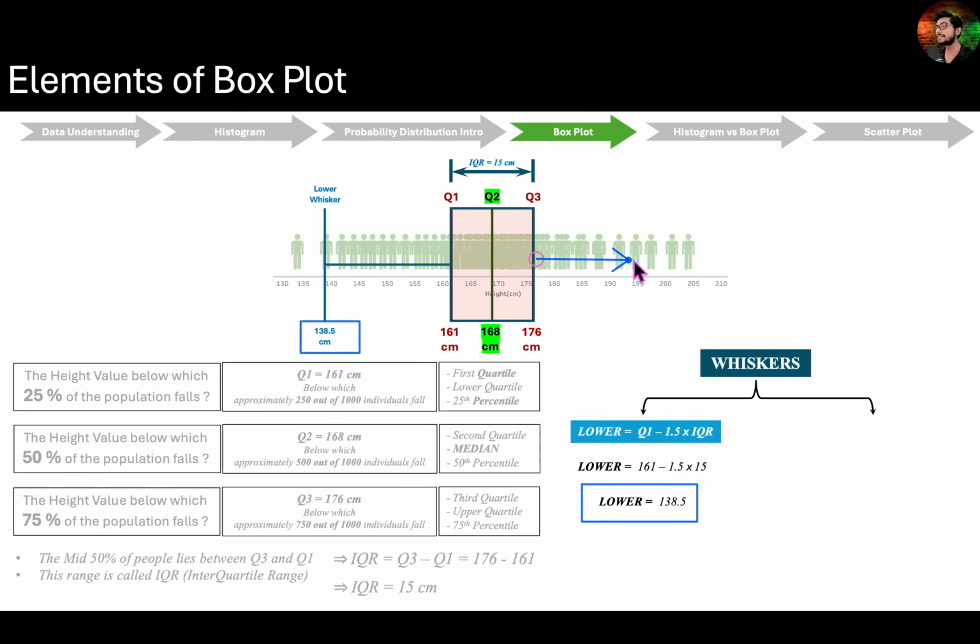Similarly, the upper whisker begins at Q3 and extends to a specific point to the right of Q3 along the height axis.